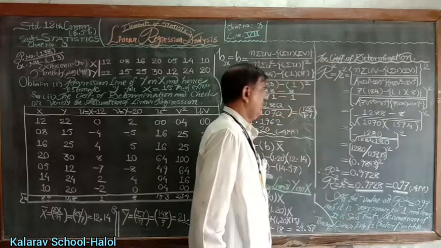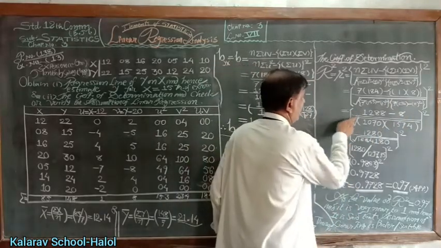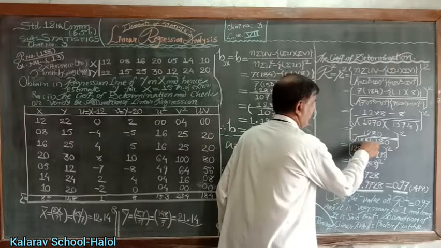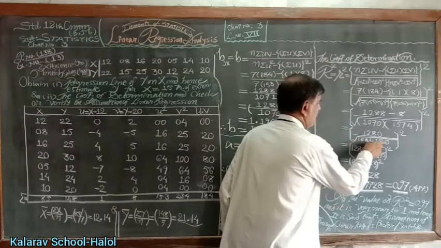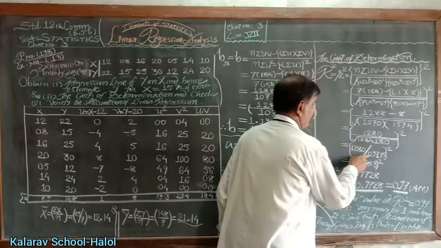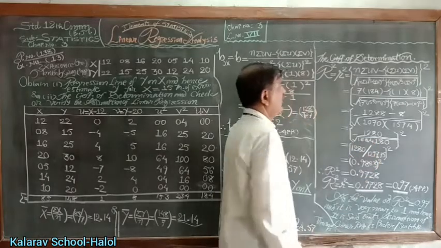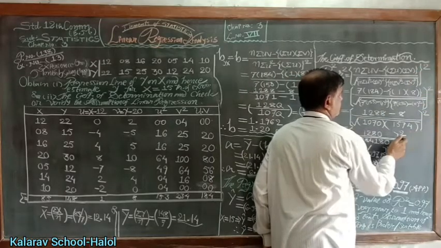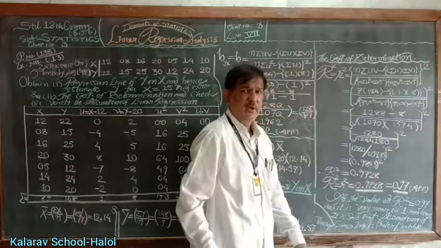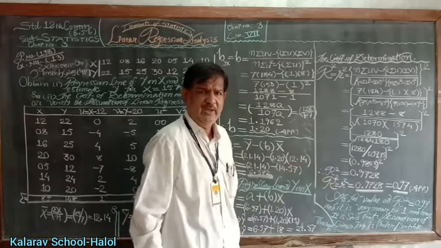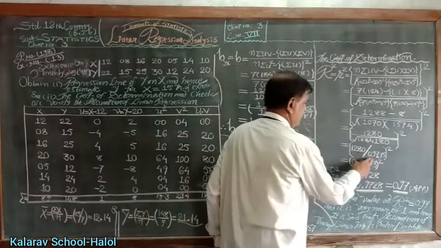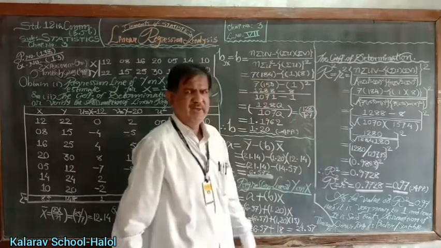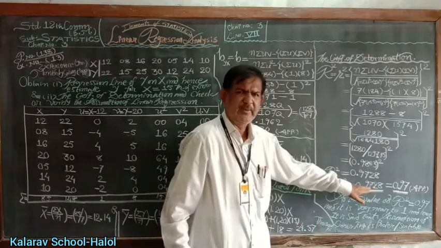To simplify more, the numerator will be 1280, and the denominator is the square root of 1684180. If you take the square root of this quantity, the answer will be 1297.75. Then whole square; first of all take the division and then take the square. The division of these two quantities gives 0.9863, whole square, and the answer will be 0.9728, which is approximately R square.